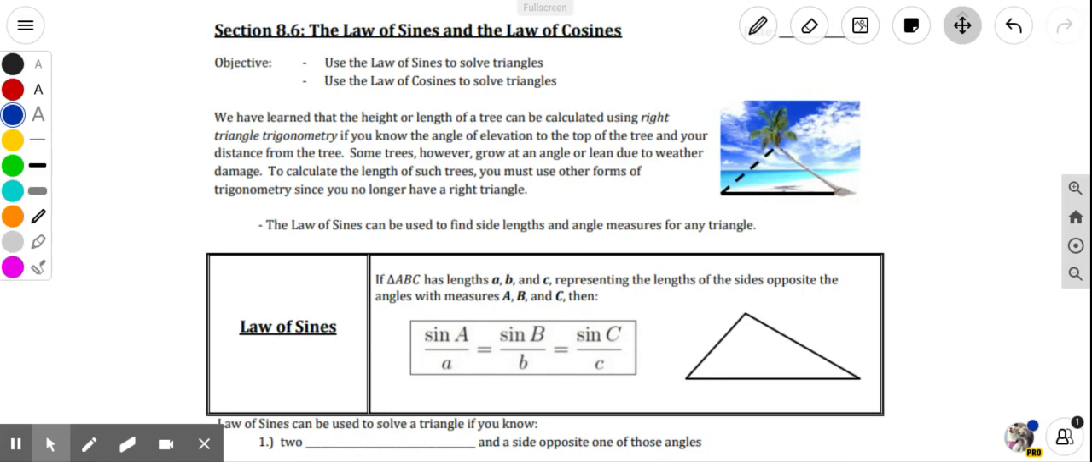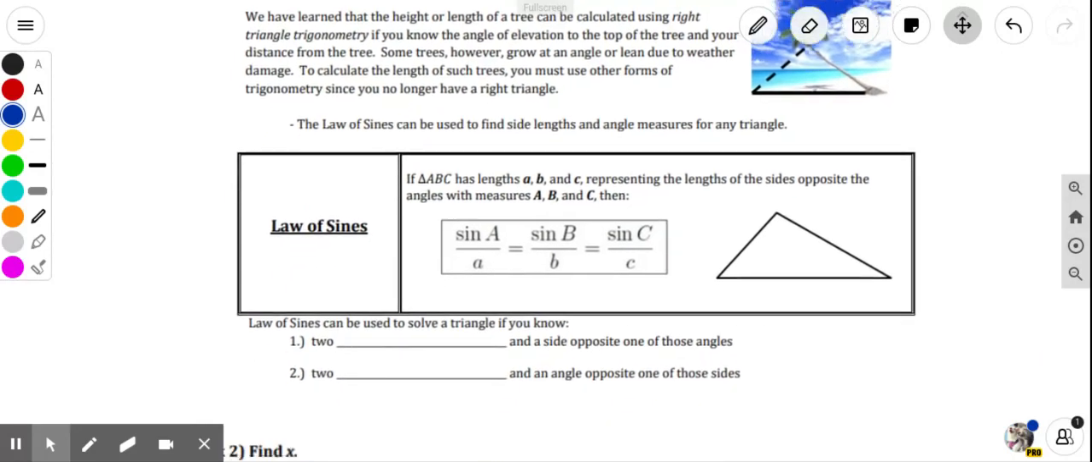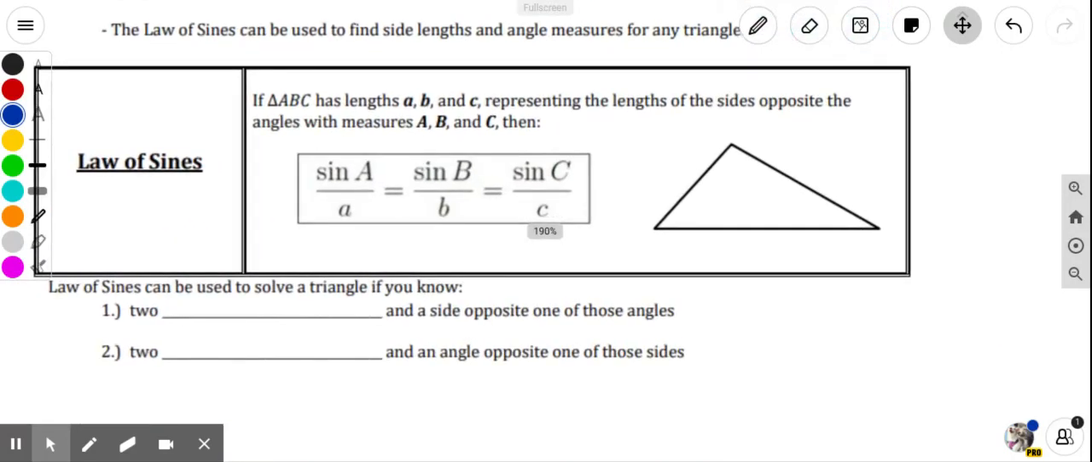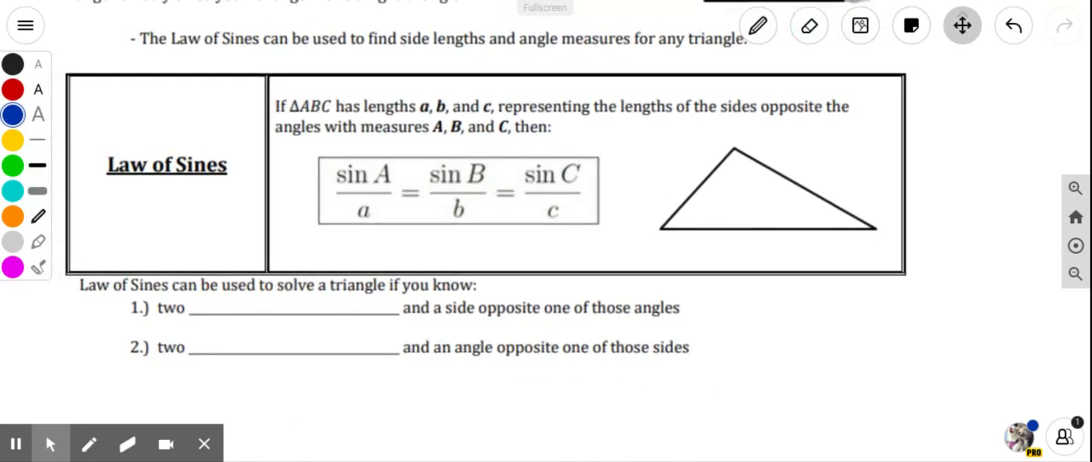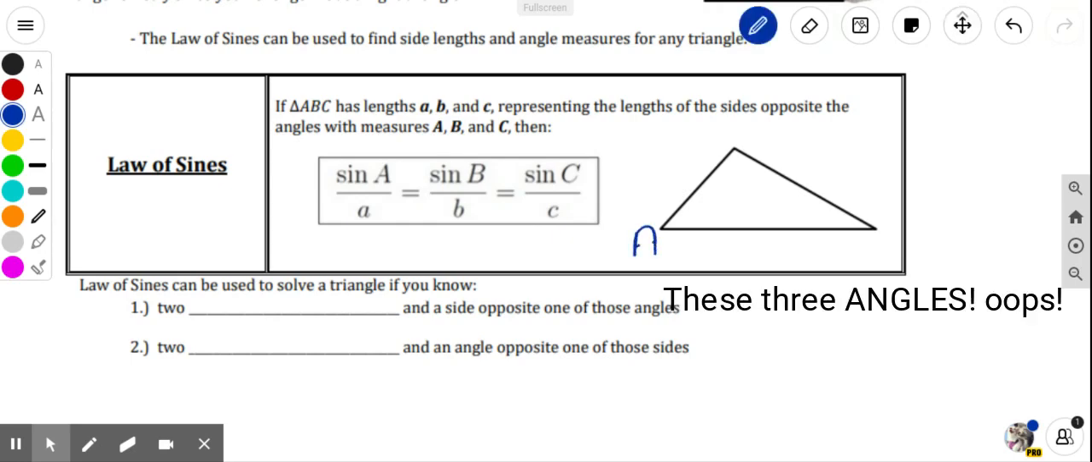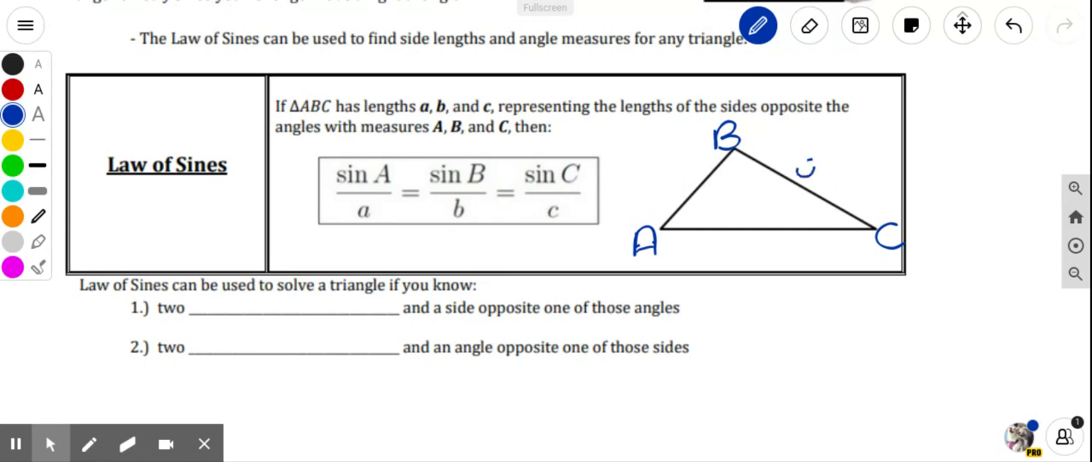Okay, so for law of sines, first let me explain this box. When it says sine of A, capital A, over lowercase a, what that means is, if we say that these three angles are capital A, capital B, and capital C, the sides opposite them are the lowercase letters. So this one would be lowercase a, this one would be lowercase b, and this one would be lowercase c.